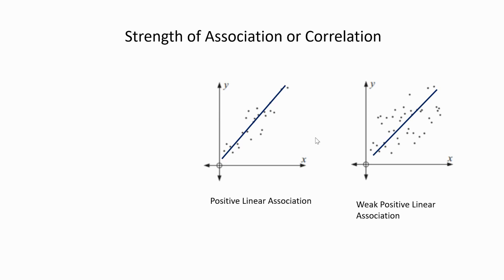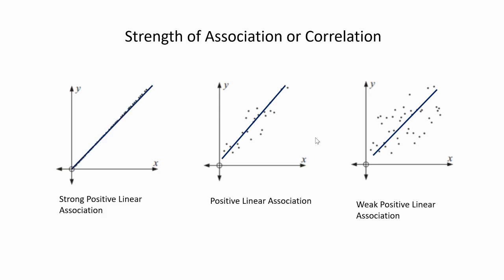This is a subjective term, but it might be more accurate to say that it's weaker than the one to the left. Eventually we will have a system for actually scoring how strong it is, but for now we're just looking at the general interpretation. So that is a weak linear association. Then you could have some data that looks like this. Man, that line is right on top of the points, and that would be a strong positive linear association.